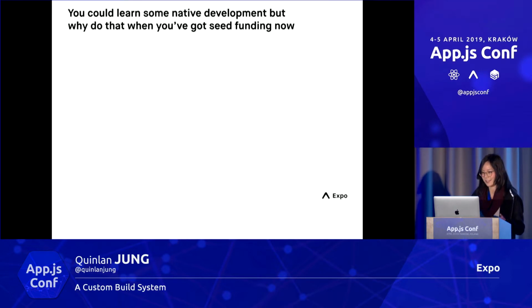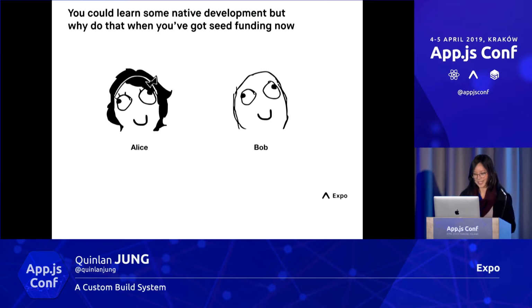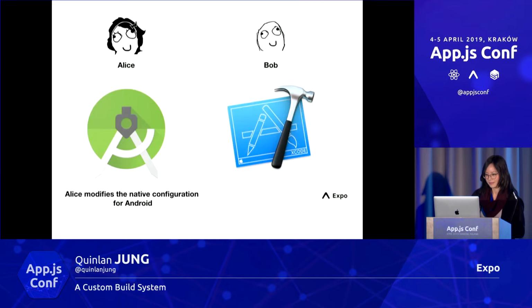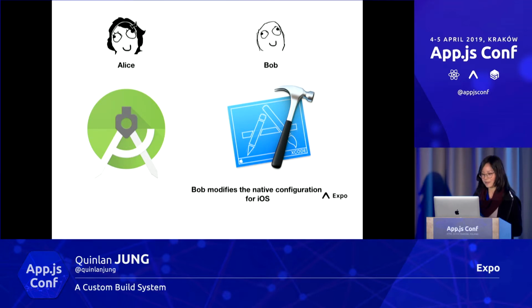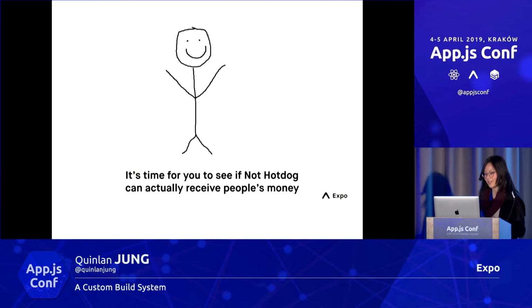All right, so you think to yourself that you could learn some native development to get this implemented, but really, why would you want to do that when you've got seed funding now? So you go on Craigslist and you find Alice and Bob. You tell Alice, hey, you're responsible for modifying the native configuration for Android. And you tell Bob that he's the one to modify the native configuration for iOS. So Alice and Bob go off into their own little world, and a short time later, they come back to you with their native changes. And now it's time for you to actually see if Not Hot Dog can receive people's money.